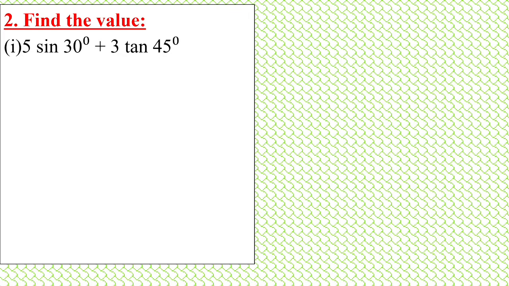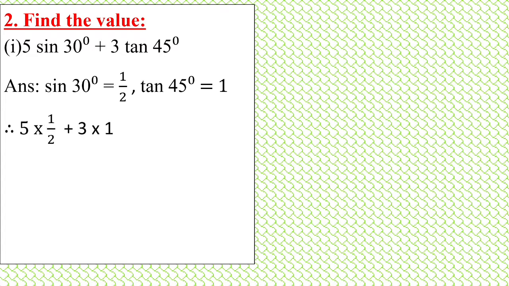Now question number 2, it is given, find the value. The question is given 5 sin 30 degree plus 3 tan 45 degree. So as we know, the sin 30 degree is equal to half. The value of tan 45 degree is 1. Substitute the value of given ratios. 5 multiplied by sin 30 degree is half plus 3 multiplied by tan 45 degree value is 1.